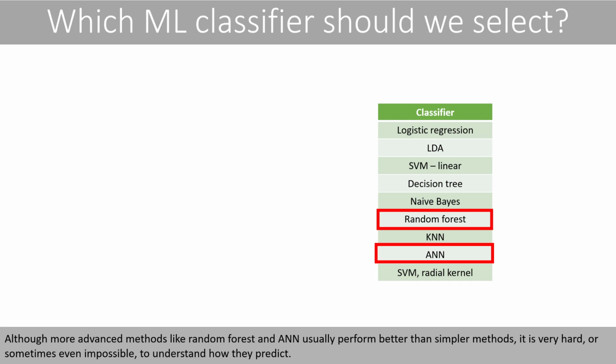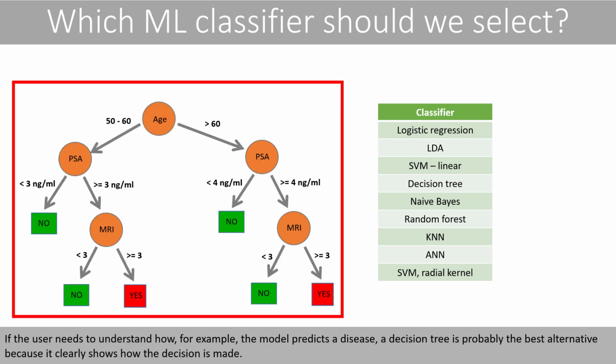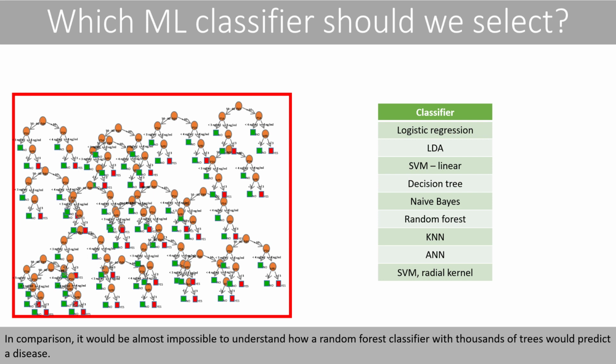Although more advanced methods like random forest and artificial neural networks usually perform better than simpler methods, it is very hard or sometimes even impossible to understand how they predict. If the user needs to understand how, for example, the model predicts a disease, a decision tree is probably the best alternative because it clearly shows how the decision is made. In comparison, it would be almost impossible to understand how a random forest classifier with thousands of trees would predict the disease.